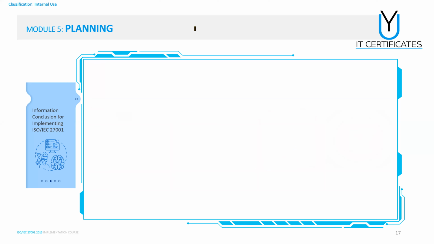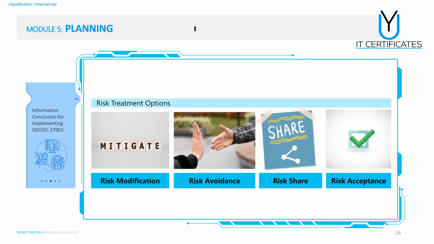Risk treatment, what are the risk treatment options? The first risk treatment option will be mitigate. What is mitigate? You have to install some security controls which will minimize the impact of the risk or the likelihood of the risk. The other option will be avoidance. Avoidance means that you have to kill this risk.